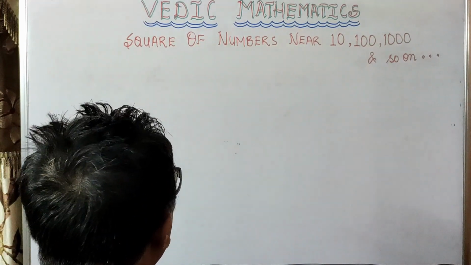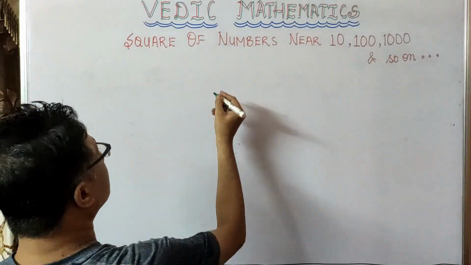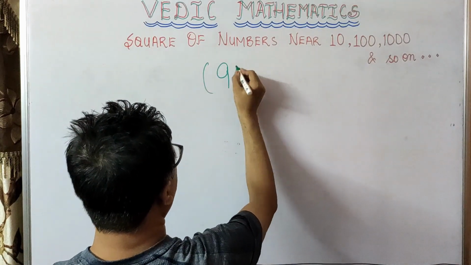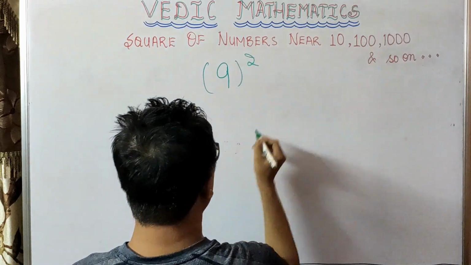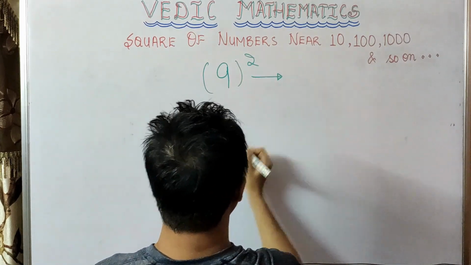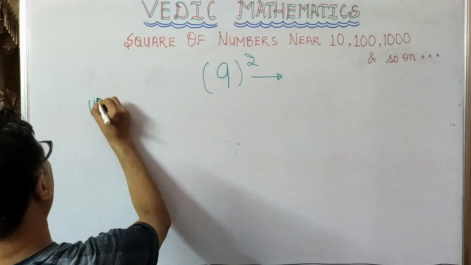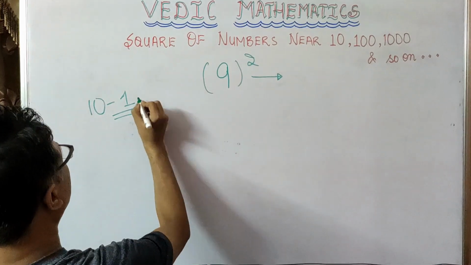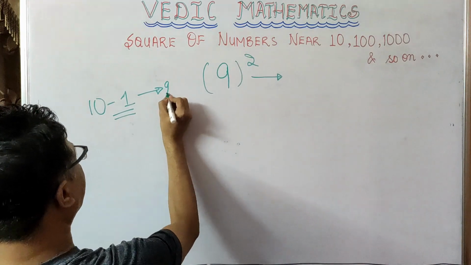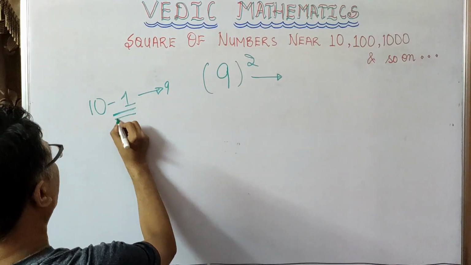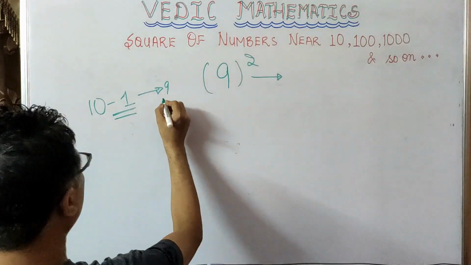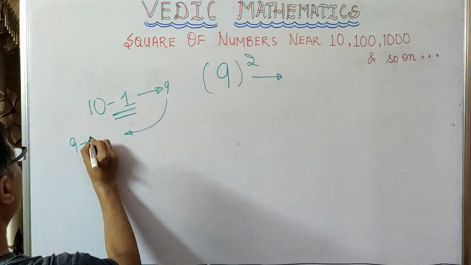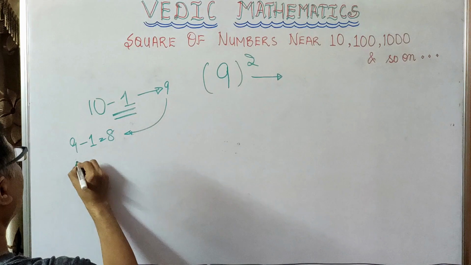So, what is the Vedic mathematics way of doing that? Square of 9. So, 9 is what? 9 is 10 minus 1. So, 10 minus 1 is what? 9. So, what happens is that you subtract this 1 from 9 to get the first part of your answer.